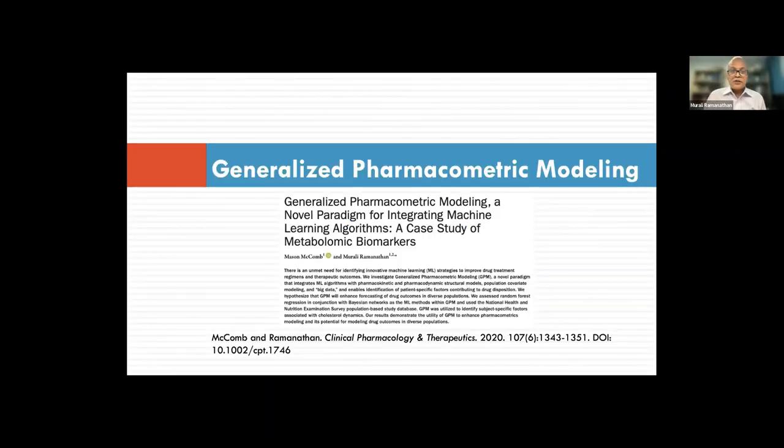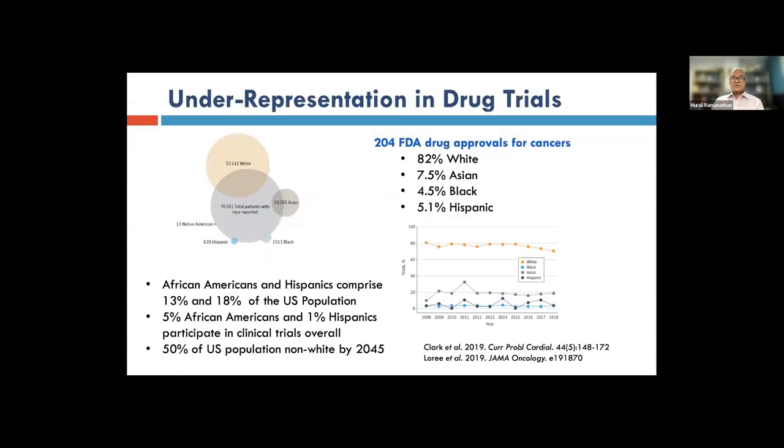So what I'm going to do is talk about generalized pharmacometric modeling. This is a phrase that we coined, and it's based on a paper that we published about 2 years ago. I'll build out the case for generalized pharmacometric modeling in just a bit. Here's the reference in case you want to dive into the details.